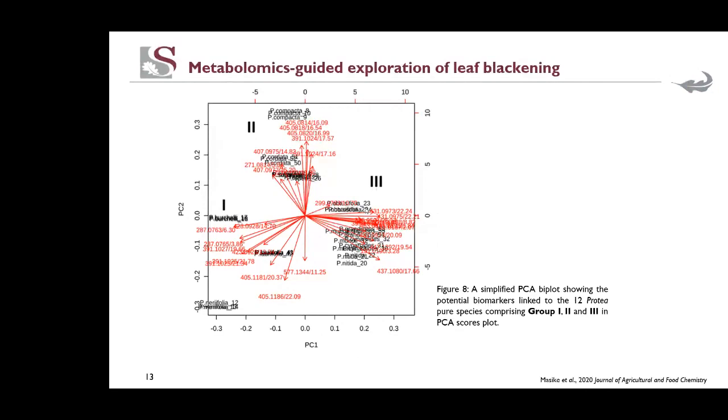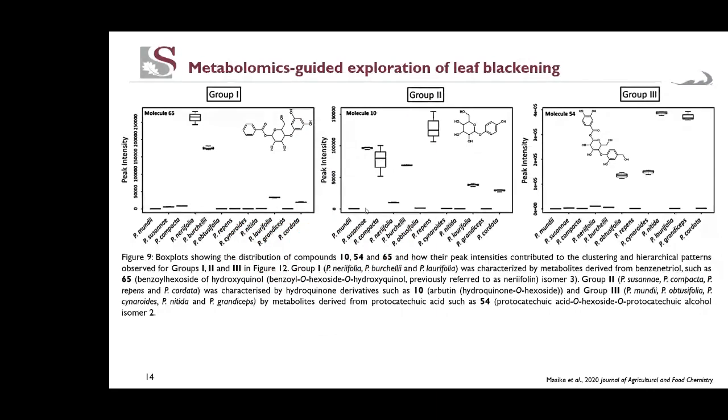Then we did a box plot to show you how these compounds are represented across the different groups. So an example for group 1, we have the compound hydroxyquinol, which is actually a hydroxyquinol derivative, which is this group right here. And then for group 2, which is arbutin, I spoke about it earlier, which is a hydroquinone derivative. And then group 3 has these compounds.